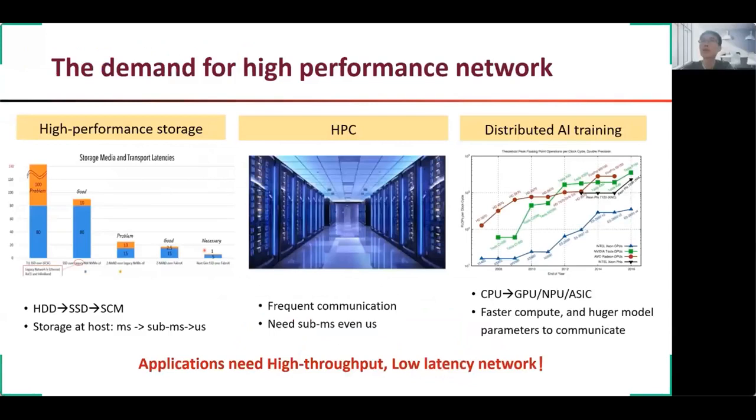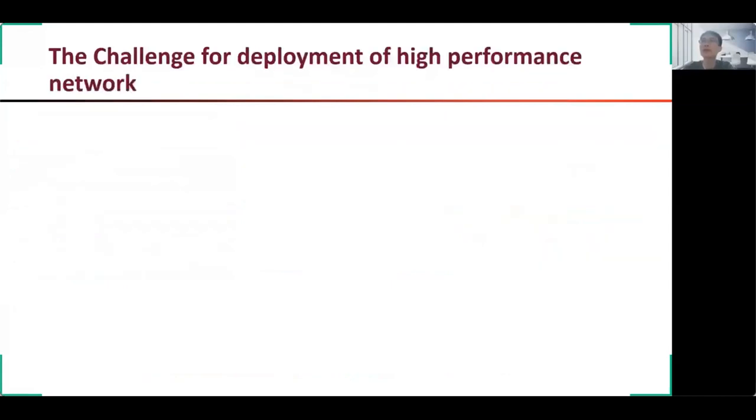First of all, as distributed storage, AI training and HPC applications come up in data centers, we can see more demands for high-performance networks. The bandwidth changes from 25 to 100 gigabit per second, and the future may be 400. The latency becomes microseconds or less. But the deployment of new high-performance networks becomes challenging.